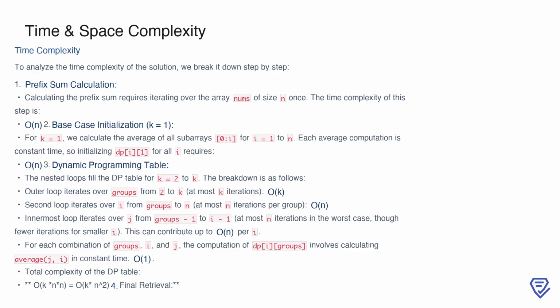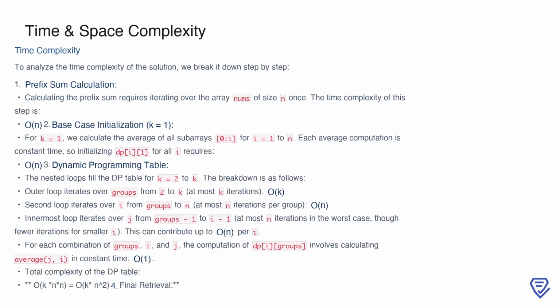The most computationally intensive part is populating the dynamic programming table. Here, we use three nested loops. The outermost loop iterates over the groups from 2 to k, which contributes O(k). The second loop iterates over indices i from groups to n, contributing up to O(n) per group. Finally, the innermost loop iterates over possible split points j from groups minus 1 to i minus 1. This can contribute up to O(n) for each i. Within these loops, computing dp[i][groups] involves calculating the average of a subarray in constant time, O(1).